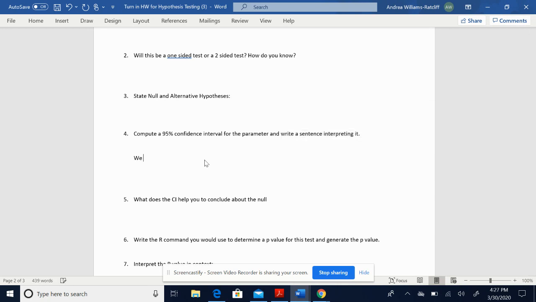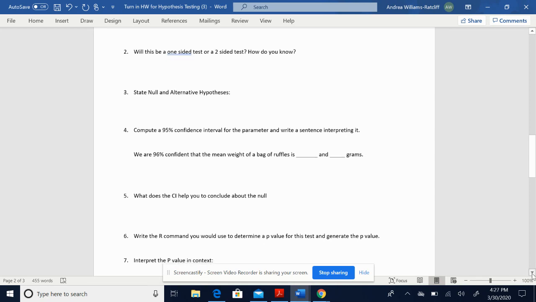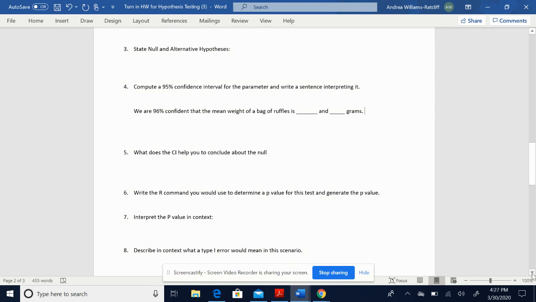We are 95% confident that, okay, now here's where we're going to add our context. The mean weight of a bag of Ruffles is, and then here's where we're going to put our confidence interval notation. Blank and blank grams. Okay, so this has to be there. Pretty much has to follow the skeleton all of the time. If you're trying to get too far away from that, I encourage you not to do that, because odds are you're going to end up saying something that you don't intend to say, and it's going to cause you to miss it. Okay, now what does the confidence interval help you to conclude about the null?